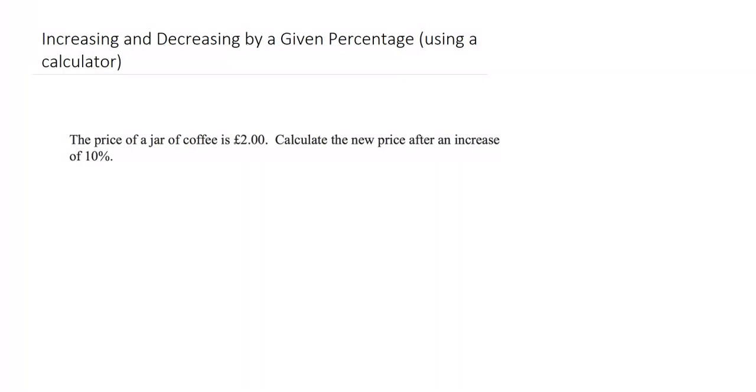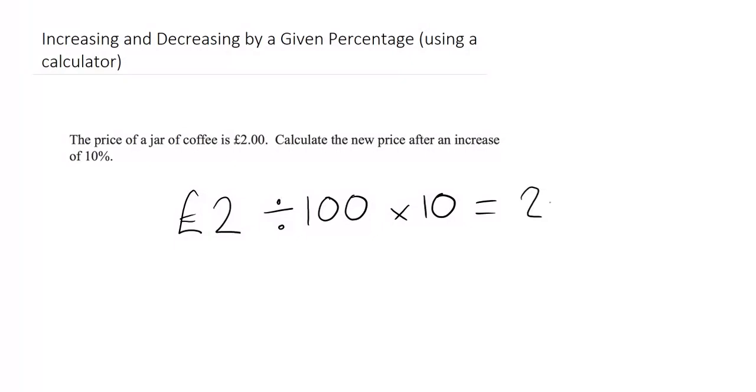So, the price of a jar of coffee is £2. Calculate the new price after an increase of 10%. So from the last video, we should know that if we take our £2, divide it by 100, and then times by 10, we're going to get 10% of this £2. So if I do that, then I am going to get 20 pence. Perhaps it's better if I write this as 0.20, okay, because we're in pounds there.